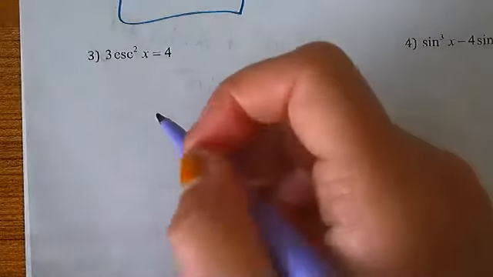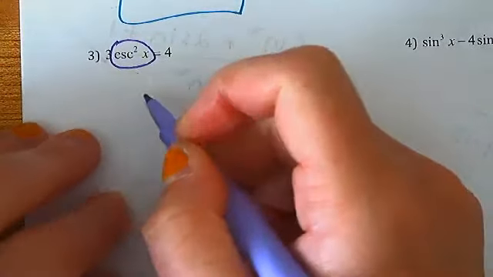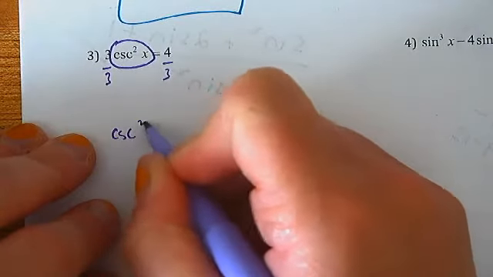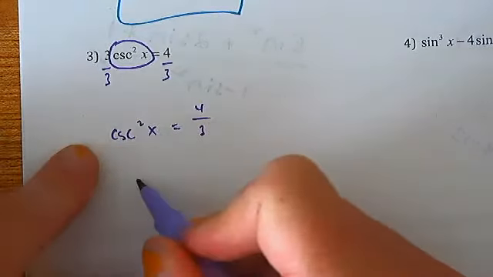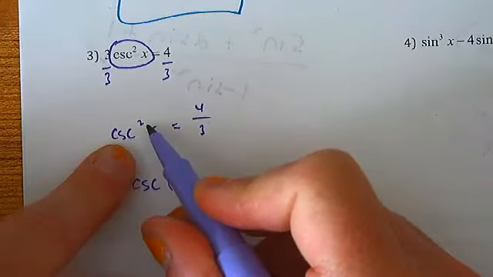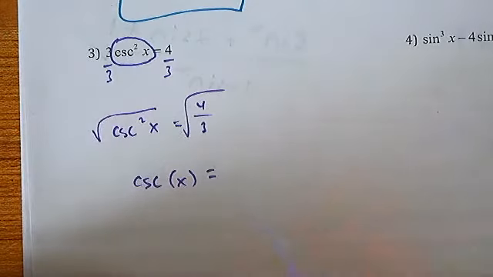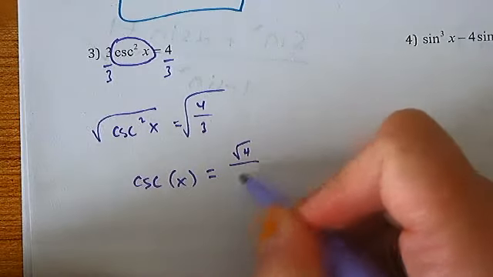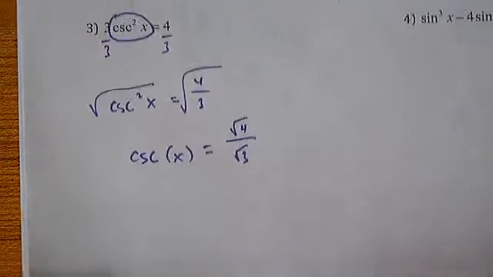So again, we're solving, right? And this is what we're solving for. So what's our first move? Divide by 3. Okay, so cosecant squared equals 4 over 3. Now this isn't cosecant by itself. My goal is to get cosecant completely by itself. So how do I undo a square? I square root. Okay. And just remember, when we square root fractions, you do the square root of the numerator and the denominator. So both of these are being square rooted.